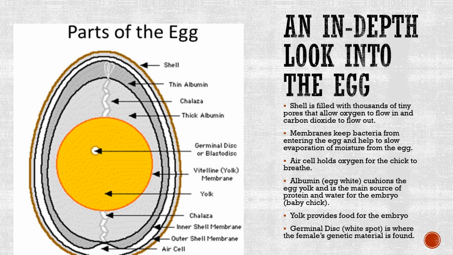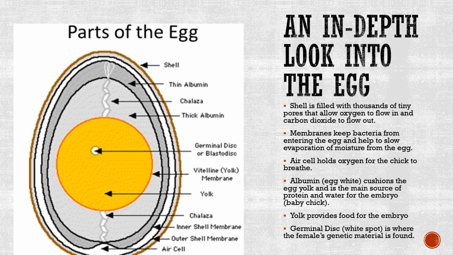There's an air cell that holds the oxygen for the chick to be able to breathe. The albumin, or egg white, that's what we typically call it, is the egg white. It cushions the egg yolk and is the main source of protein and water for the embryo, or the baby chick. We have the yolk, which most of us are accustomed to seeing, the yellow part of the egg, and it provides food for that embryo or baby chick.